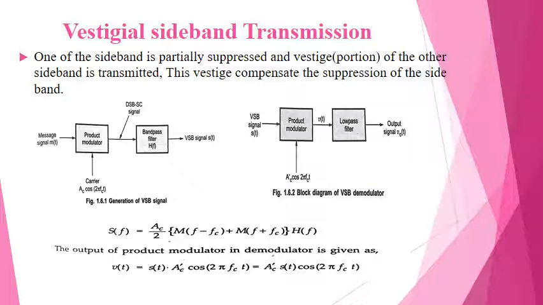It will pass into the low pass filter. The low pass filter used here is to smoothen the signal and we will get V naught of T as the output signal. S of F is equal to AC by 2 into M of F minus FC plus M of F plus FC into H of F. The output of the product modulator in the demodulator is given as V of T is equal to S of T into AC dash cos of 2 pi FCT, which is AC dash S of T into cos 2 pi FCT.